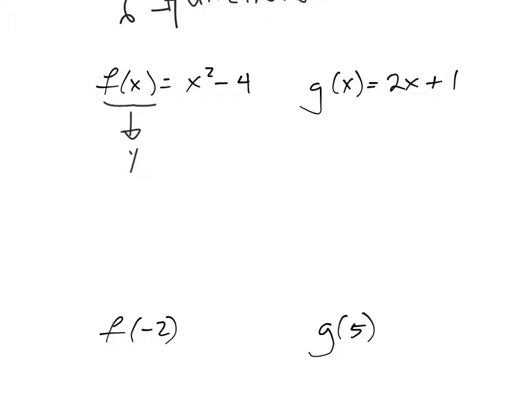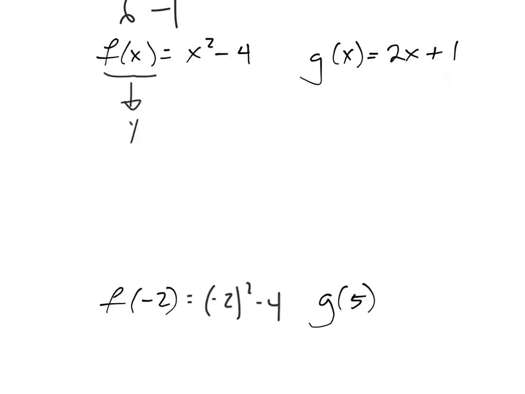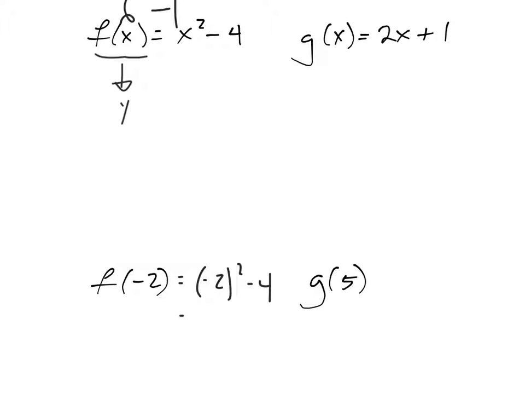F of negative 2. What does that mean? Plug in negative 2 for x. So I go to f of x, and I replace the x with negative 2. So I will get negative 2, the quantity squared, minus 4. All right, so negative 2 squared is 4. And then 4 minus 4 is? 0. So we get 4 minus 4, which gives me our final answer of 0.